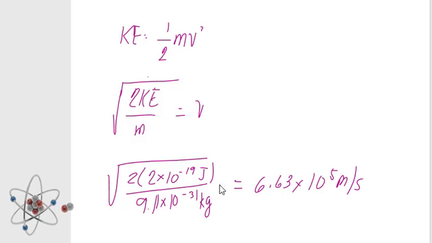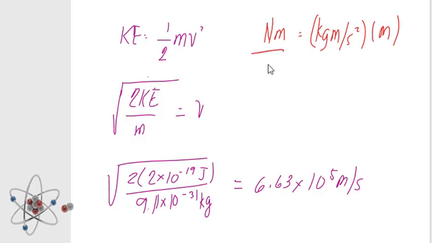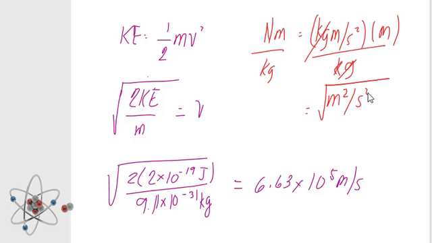Because joule is Newton meter, 1 joule is Newton meter, which is equivalent to kilogram meter per second squared times meter. If you're going to divide it by kilograms, you can now cancel kilogram, and then you will have meter squared per second squared. And then getting the square root of that, you will have the unit of meters per second. Okay, again, the answer is 6.63 times 10 to the 5 meters per second.